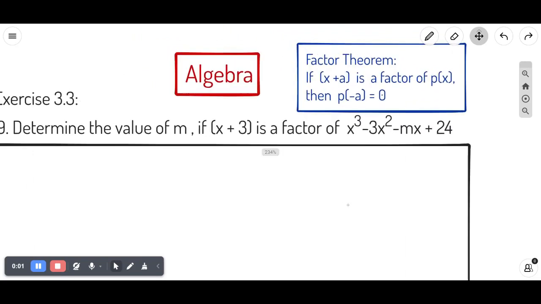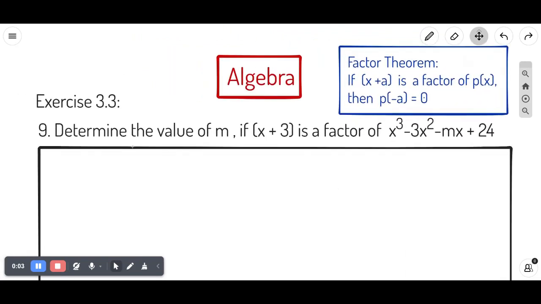Hi everyone. Let us start with algebra exercise 3.3 and question number 9 today. Determine the value of m if x plus 3 is a factor. When the word factor is there, you have to use the factor theorem.